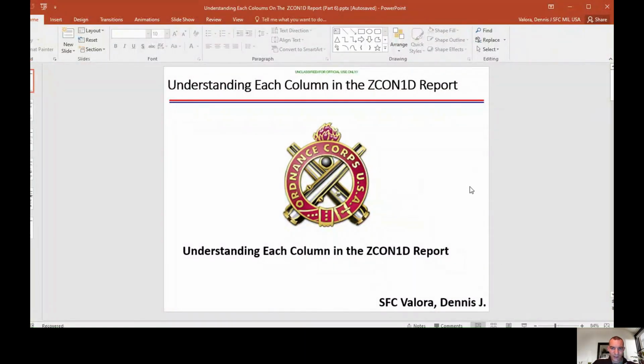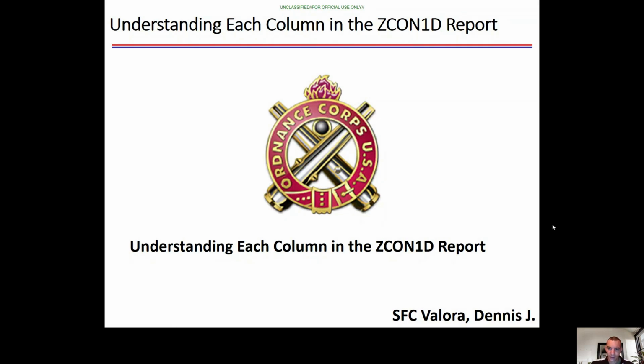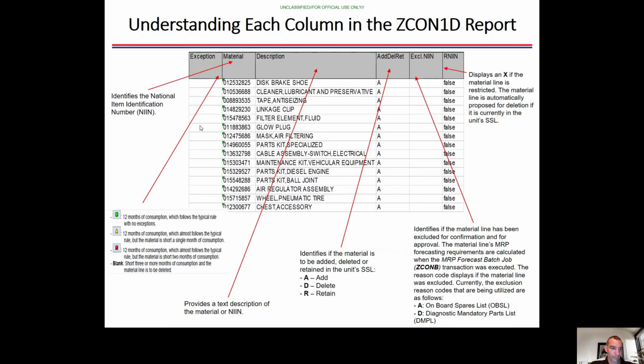So the last two videos were understanding the columns and the headers, right? This is building into actually doing our analysis workbook. I think it's important we understand what the columns mean before we actually go into it. All right, so like I said, this is understanding each column in the ZCON1 Delta report.